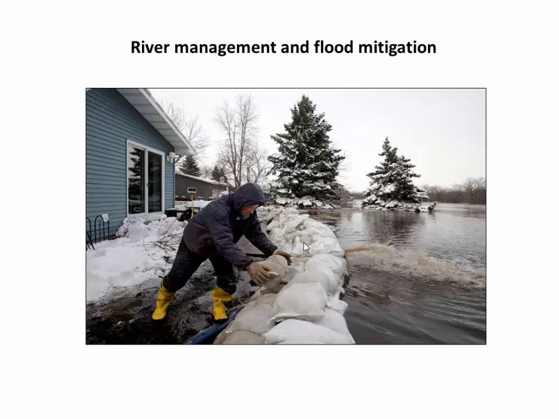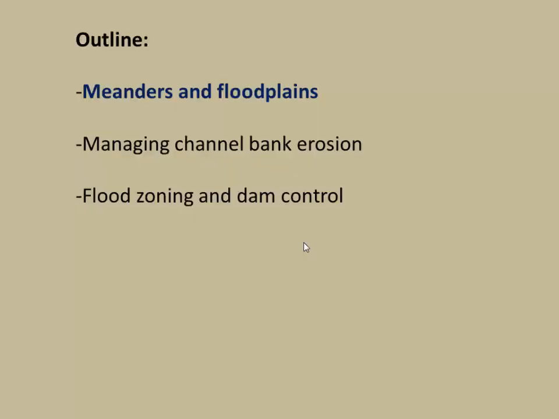In this video we're going to look a little bit about how rivers behave during floods and some of the things that humans can do to protect themselves against flood-related damages and mitigate those damages. So in this video we'll look at how rivers naturally meander and how they naturally interact with their floodplain as part of the flooding process. Then we'll look at a few different strategies to manage channel bank erosion and some of the pros and cons of trying to manage bank erosion during floods. And then we'll finish with a brief look at flood zoning and the use of dams to control flood discharge.